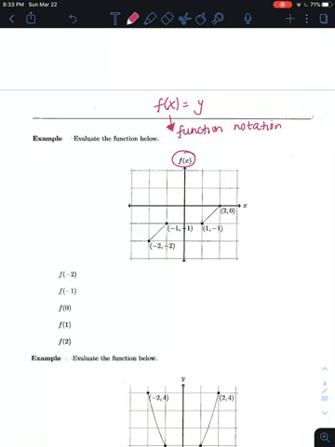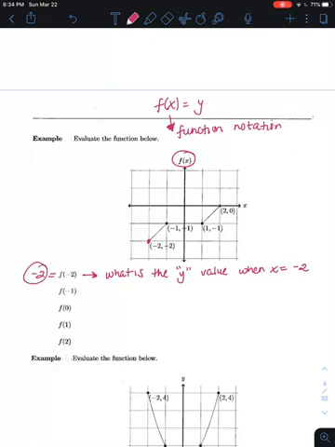So if you look here, I'm going to explain what this means. When they say f of negative 2, they want to know what is the y value when x equals what's in parentheses, which is negative 2. That's what you're trying to find. So when you look on this graph, you find x equals negative 2. It's down here. That point has a y value of negative 2. So the answer to this would be negative 2.